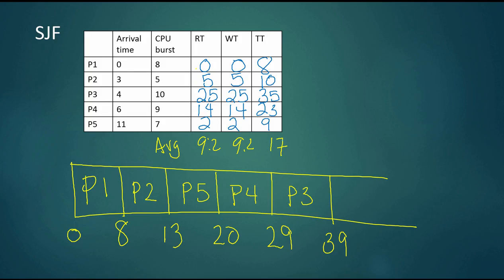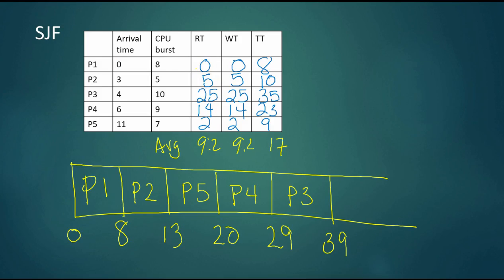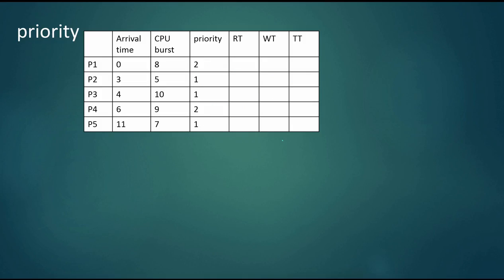And if we go back and take a look, we can see the averages for shortest job first. This is a very simple exercise, but the averages are better for shortest job first. All right, let's do one last exercise in this video, and this is doing it with priority. Now, we're not going to do preemptive priority, we're just going to do priority.